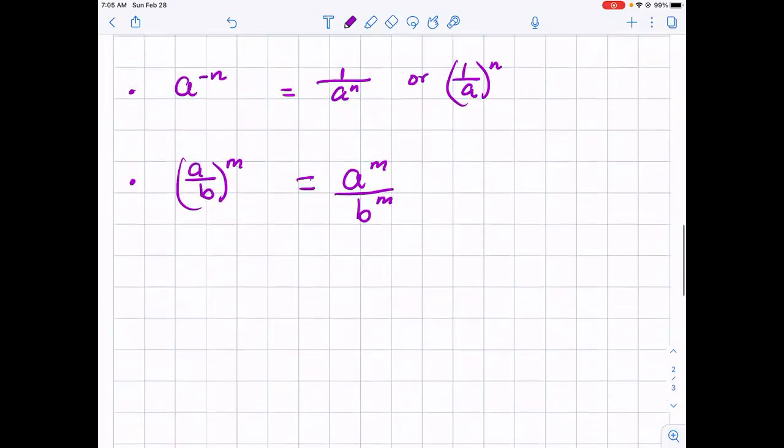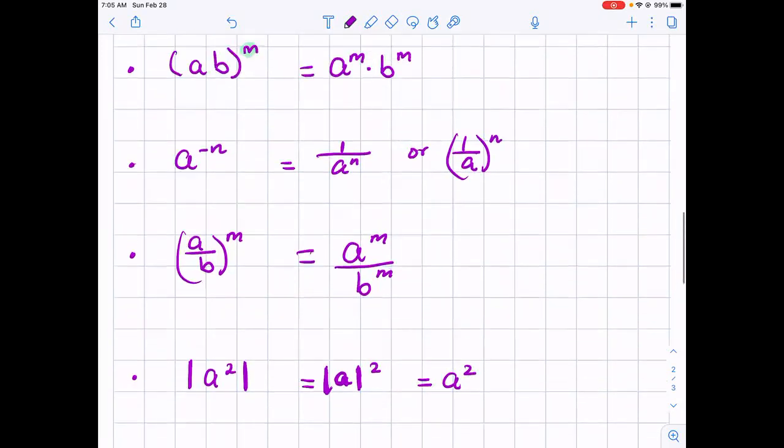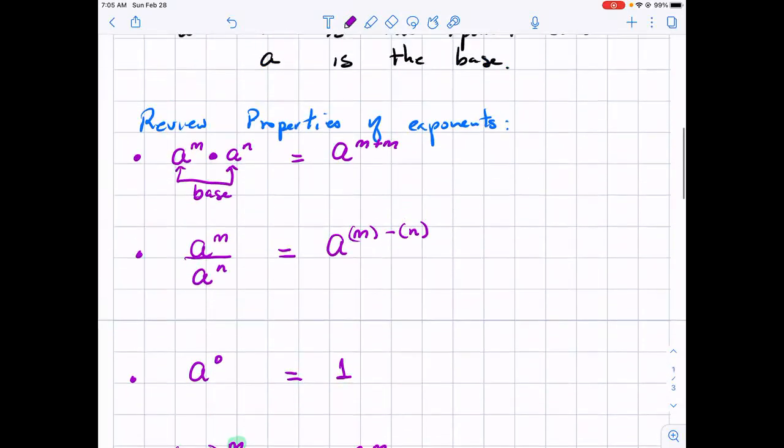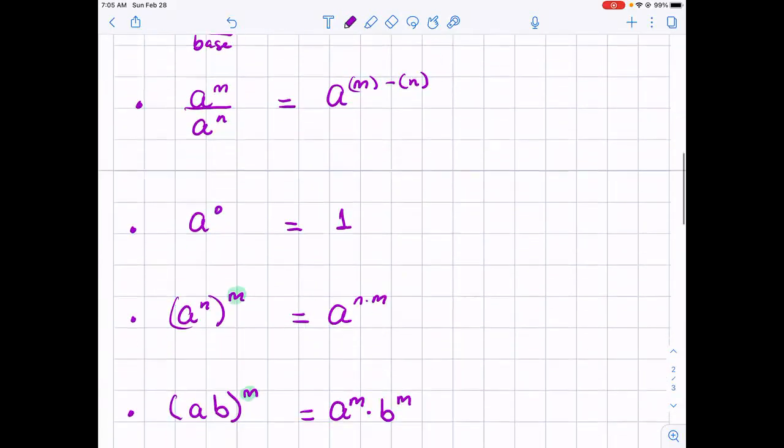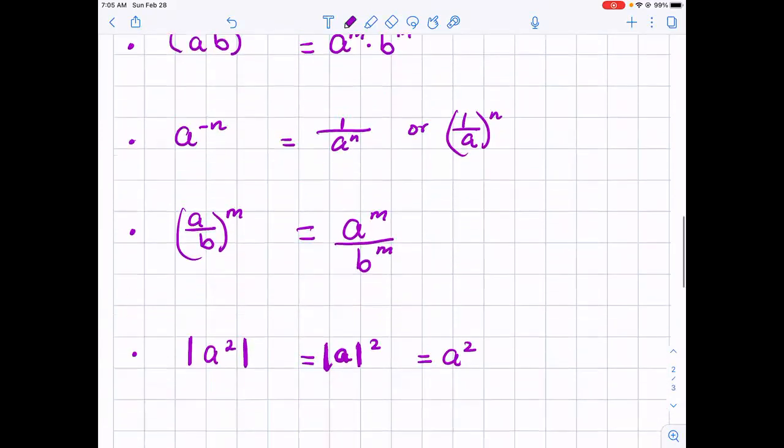We probably should also look at the absolute value of a squared, where the a squared is inside the absolute value. This is the same as having the absolute value and putting the square on the outside. And that happens to be a squared because the absolute value of a squared is a squared by itself, since a squared has to be positive. So these are some of the things we'll talk about as I do some of the examples. And then we'll also write out the list for radicals.